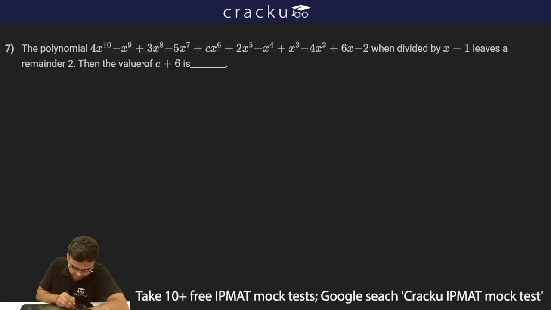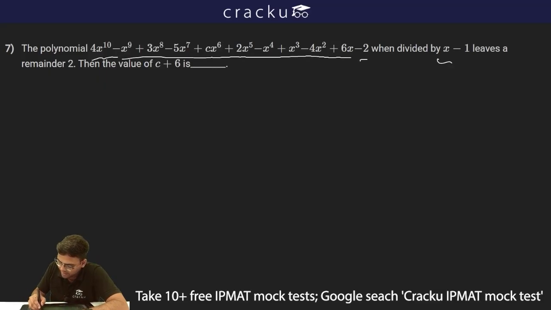The polynomial 4x to the power 10 minus x power 9, 3x^8 minus 5x^7, cx^6, 2x^5, x^4, x cube minus 4x square plus 6x minus 2, when divided by x minus 1 leaves a remainder 2, then the value of c plus 6. So we can use the remainder theorem here.